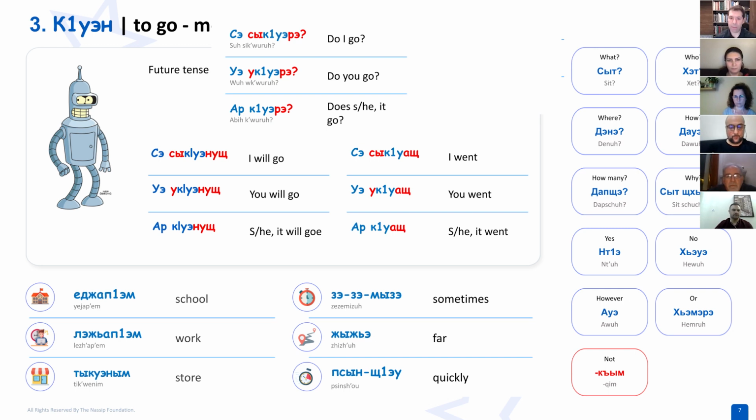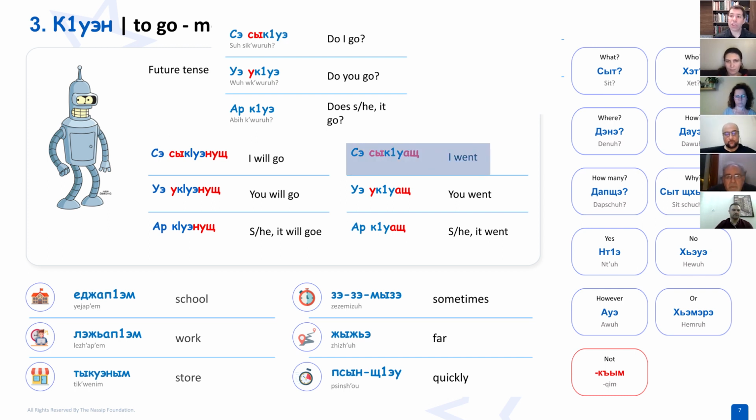What we do is we drop this, we drop them all. We keep the pronoun prefix, and here there is no pronoun prefix, because remember, we drop it in the question form, and we continue to drop it. Sa sequanus, I will go. In the future, I will go. Wa woquanus, you will go. Ar quanus, he, she, or it will go.